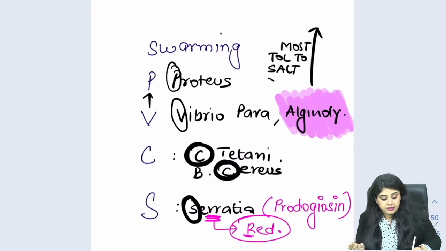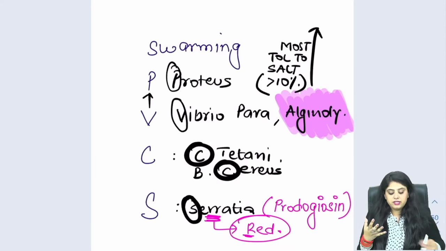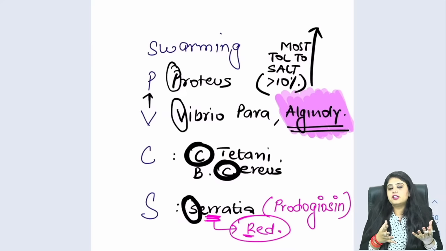Even up to 10% salt it can tolerate. And Chinese food has ajinomoto, that is how it sounds like, a previous year question, very important. And if you eat so much salt, Chinese food and spicy food, what is going to happen to you? From your eyes and from your ears.